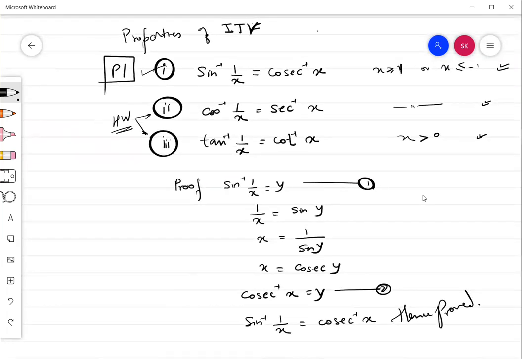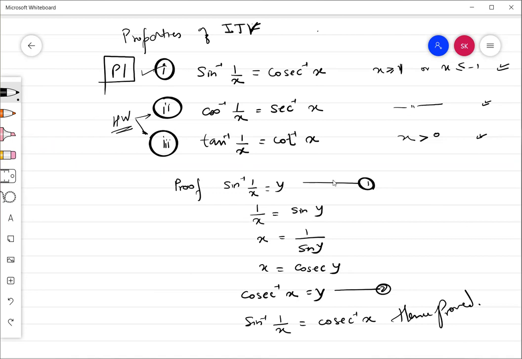What is your homework? You have to prove this. How will you prove it? Exact same procedure. Cos inverse of 1 upon x equal to y. Then take the cos inverse function to the other side, it becomes cos, take the reciprocal, it becomes sec, bring it back the other way, it becomes sec inverse. Okay, tan and cot are the same way, no change whatsoever. This is the first property.